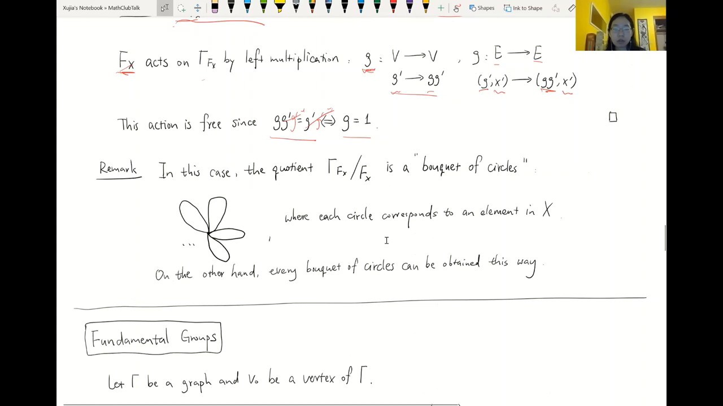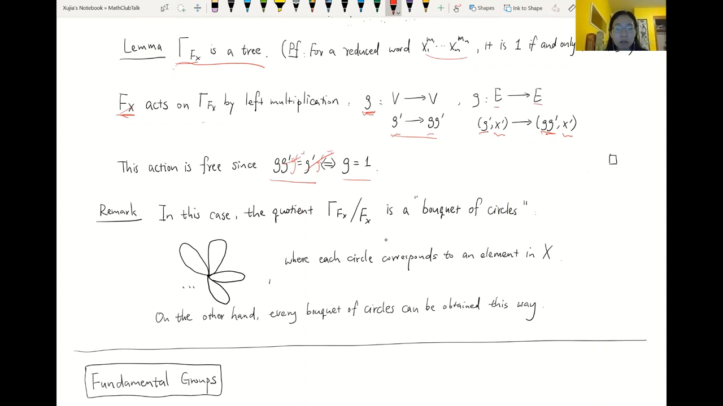And on the other hand, whenever you have a bouquet of circles like this, it can be obtained this way, because you can just take X to be the set of circles. So if you have circle 1, circle 2, circle 3, or so, just take X to be circle 1, circle 2, circle 3.